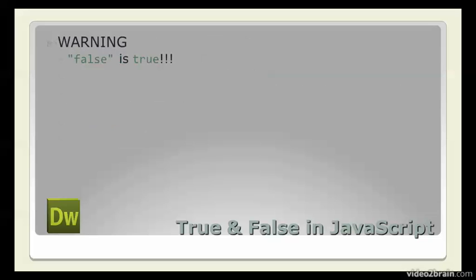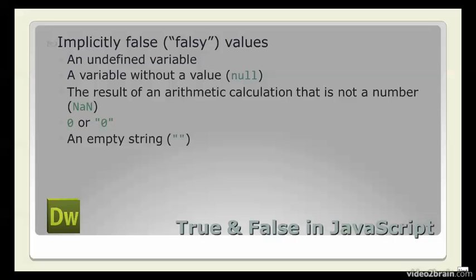And finally, a warning. False in quotes is true. That's because everything else apart from the previous list is regarded as being true, and if you put the keyword false in quotes, it then becomes a string, it becomes ordinary text, and ordinary text is regarded as true. So to recap, JavaScript regards the values listed here as false. All other values are regarded as implicitly true, or truthy. Understanding the concept of implicitly false and implicitly true values is central to working with JavaScript.